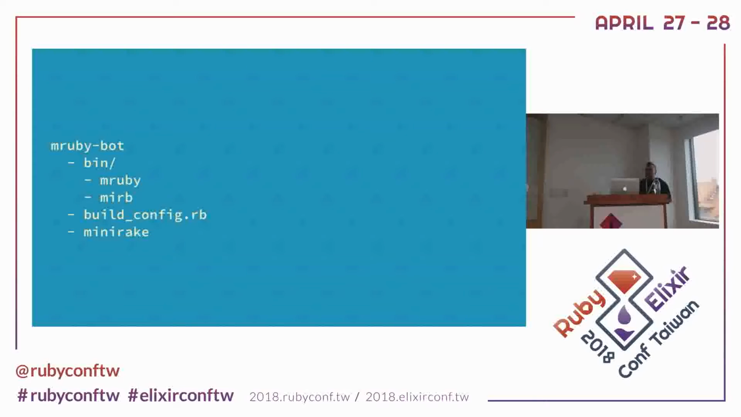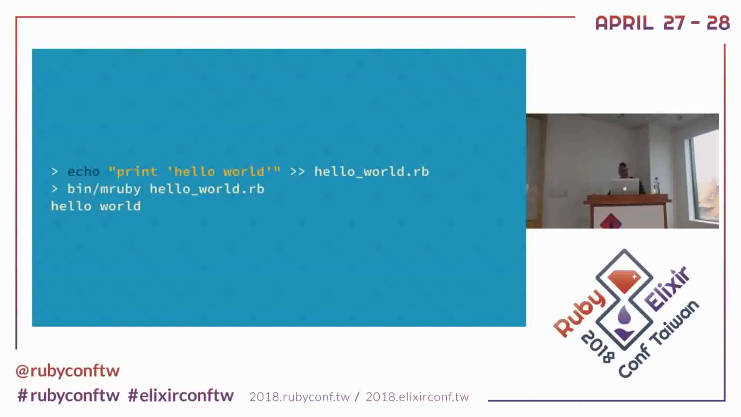What that means is, mruby is an executable binary with the mruby runtime for your computer, so for OS X in my case, and mirb is mruby's IRB. And then if I write a hello world file and call bin/mruby hello_world.rb, it will actually print out hello world. So that's really pretty simple. You can get up and running in a couple of minutes.